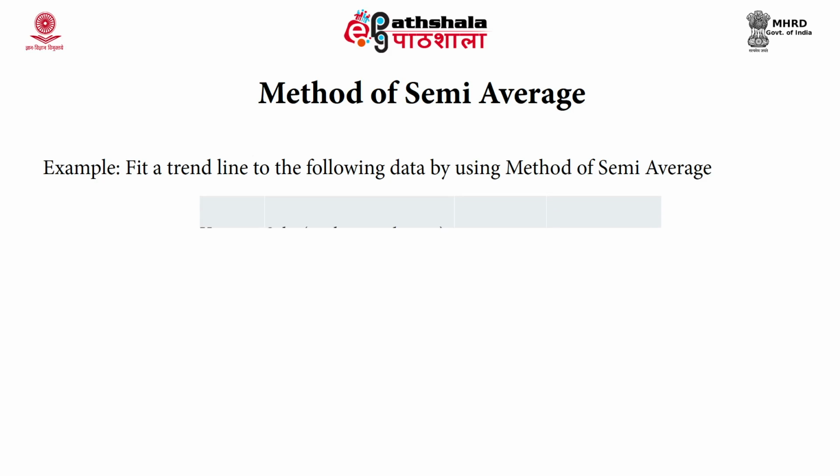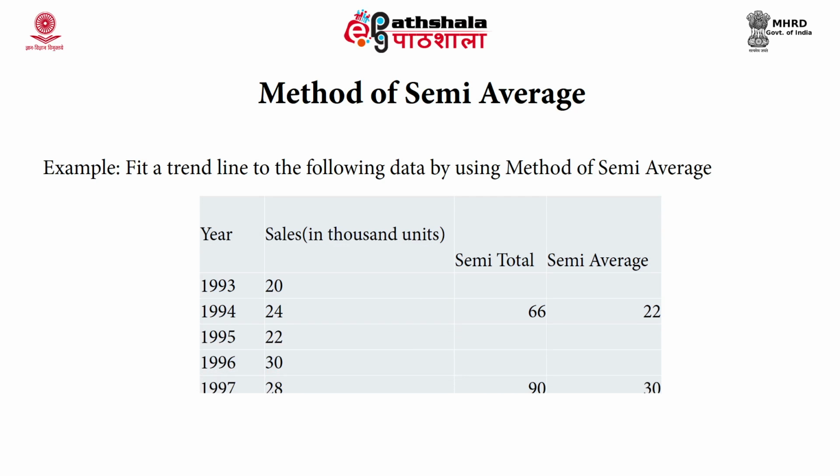Now in this example we have years in the first column, sales of cars given in 1000 in the second column, and in the third column we have the sum of the first 3 rows, that is 20, 24 and 22, which is equal to 66, and the sum of the last 3 rows, that is 30, 28, 32 of sales, whose sum is given as 90. If you average it you will get the value 22, and similarly you will get the value 30.